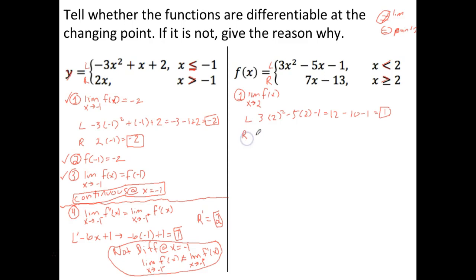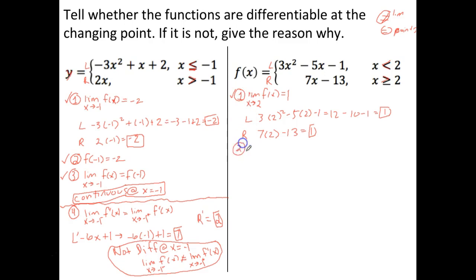Let's check it from the right-hand side. Plug 2 into there, so 7 times 2 minus 13. That's going to be 14 minus 13. That's 1 as well. Okay, we do have a limit. The limit is 1. Okay, so check mark on the first rule.